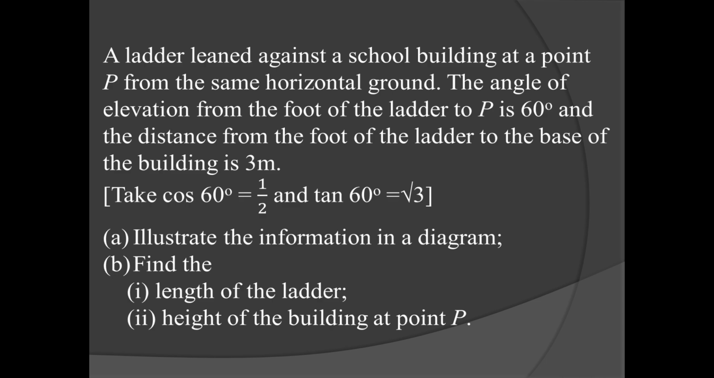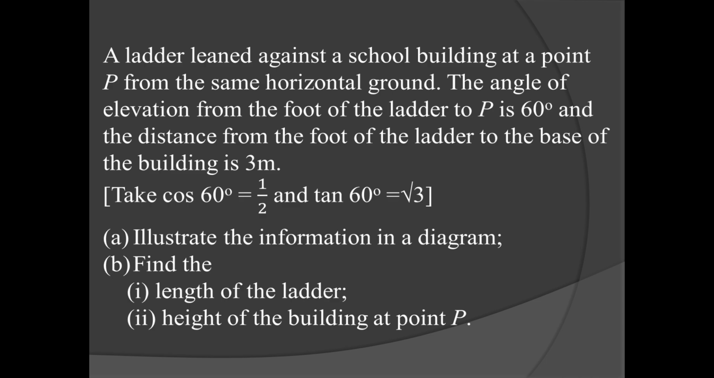A ladder leans against a school building at a point P from the same horizontal ground. The angle of elevation from the foot of the ladder to P is 60 degrees, and the distance from the foot of the ladder to the base of the building is 3 meters. Take cos 60 degrees equals 1/2, and tan 60 degrees equals √3.